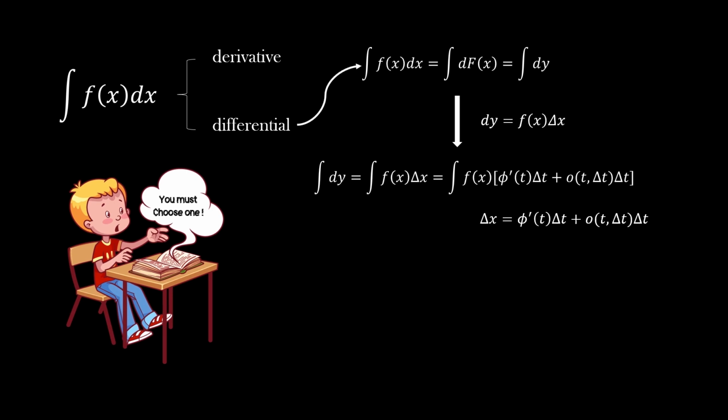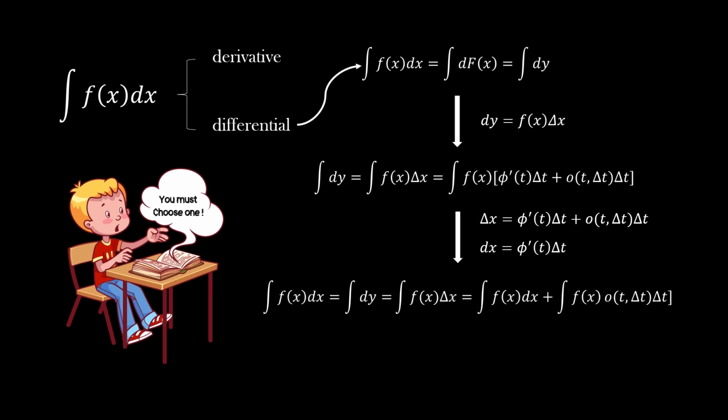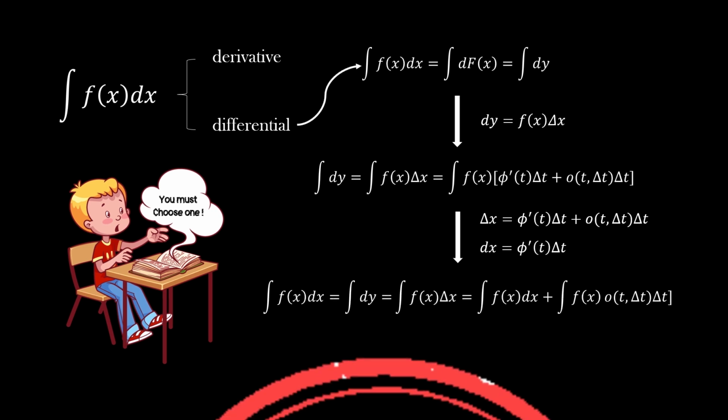In this way, we could find that its linear main body, i.e. the differential, was dx = φ'(t)Δt. Therefore, we have the equation as this, and it could be deduced, which is obviously wrong. Why can the theoretically chaotic principles result in right conclusions?